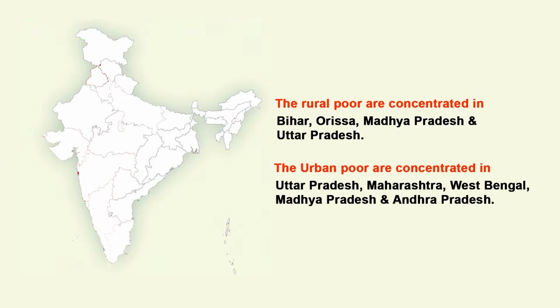Turning to major areas of social development, the analysis of poverty and unemployment shows that they are concentrated both geographically and in terms of social categories. The rural poor are concentrated in Bihar, Orissa, Madhya Pradesh and Uttar Pradesh, and the urban poor are concentrated in Uttar Pradesh, Maharashtra, West Bengal, Madhya Pradesh and Andhra Pradesh. Similarly, poverty is concentrated among agricultural laborers, scheduled caste and scheduled tribes.